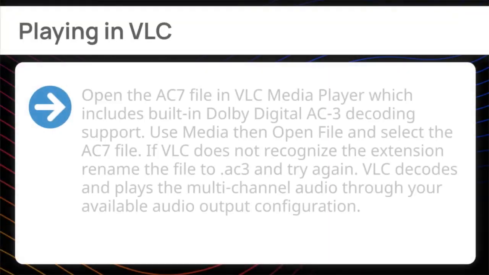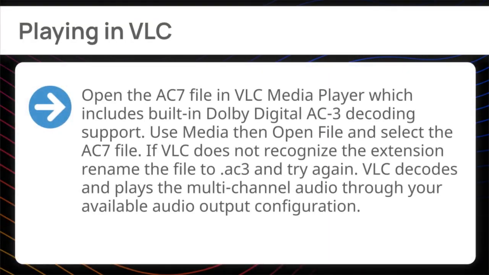First, playing in VLC. Open the AC7 file in VLC Media Player, which includes built-in Dolby Digital AC3 decoding support. Use Media, then Open File, and select the AC7 file. If VLC does not recognize the extension, rename the file to AC3 and try again. VLC decodes and plays the multi-channel audio through your available audio output configuration.